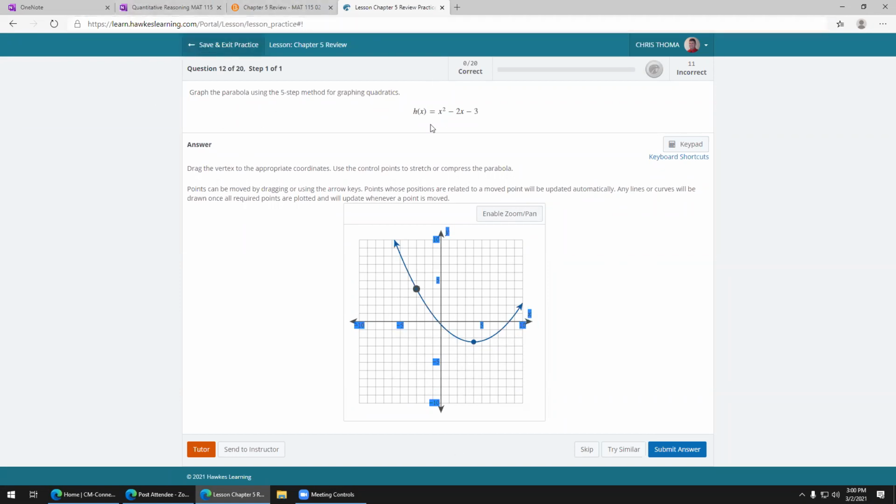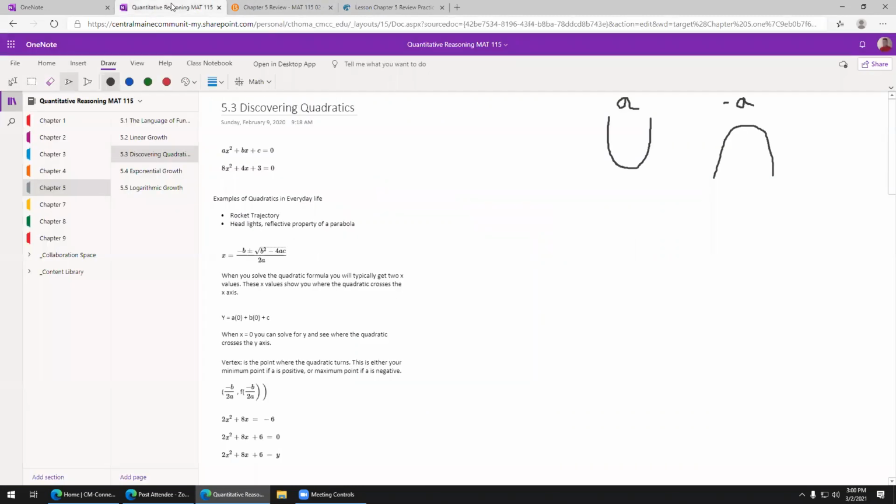But we'll get into how to graph this. But this is the problem you're looking for, where it says the 5-step method. And again, I don't know why Hawk says a 5-step method. I didn't use the tutor to help me solve this. You only have to plot 3 points. So to me, that's the 3-step method, but this is neither here nor there.